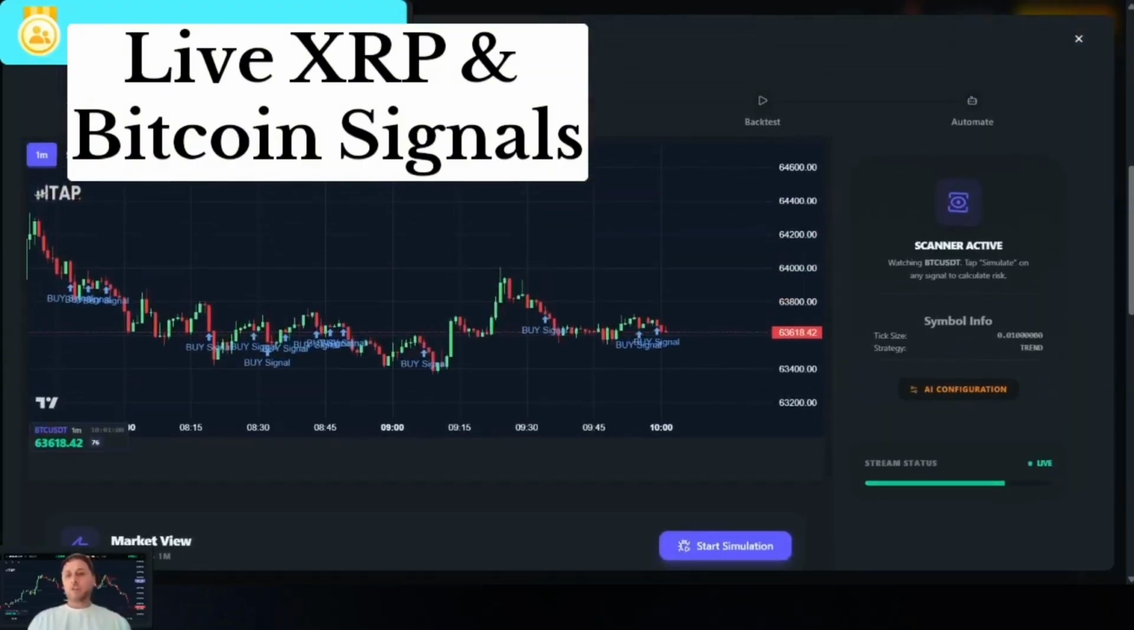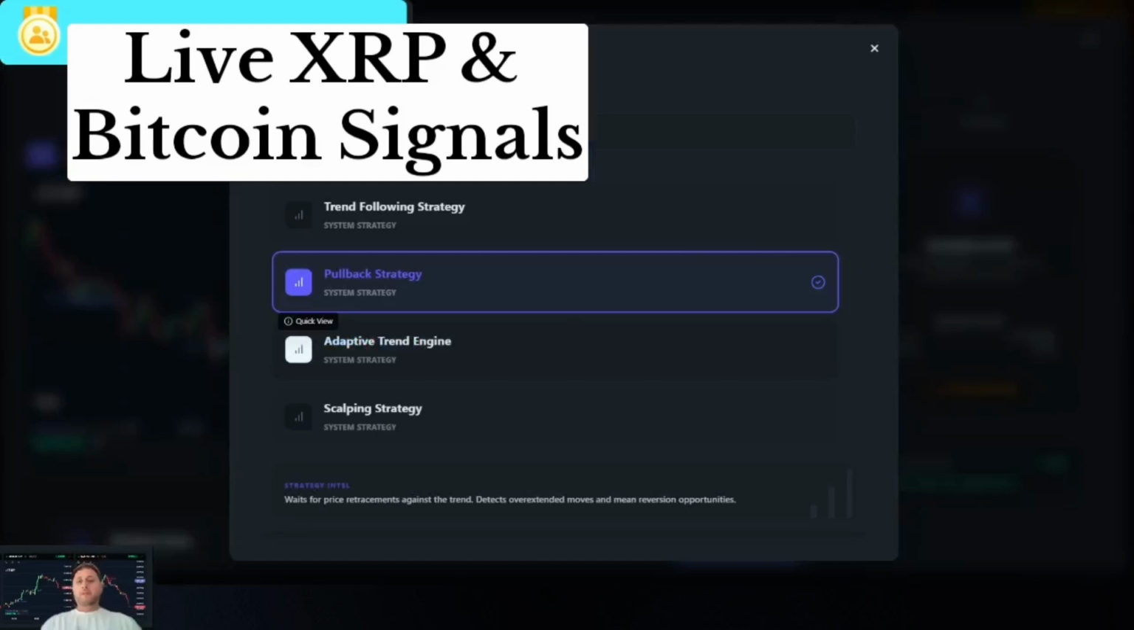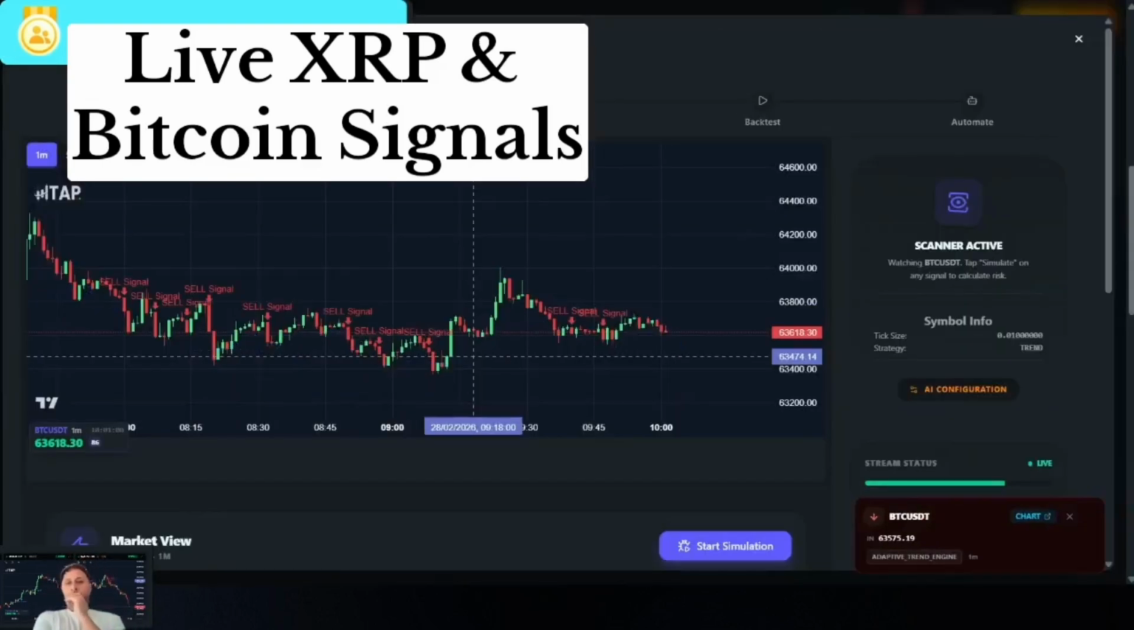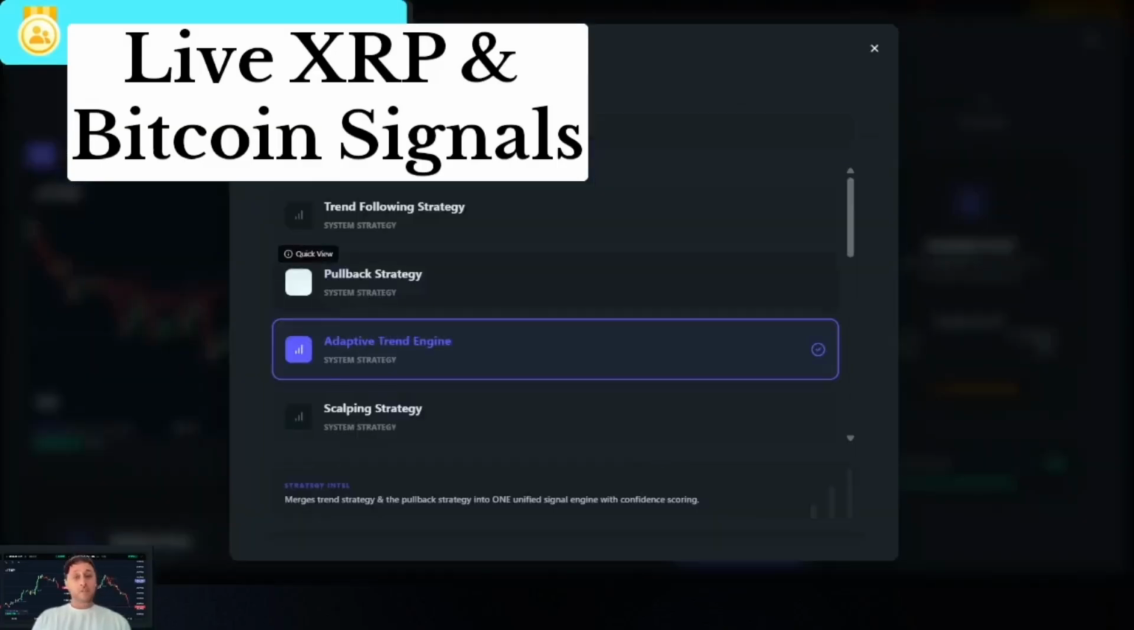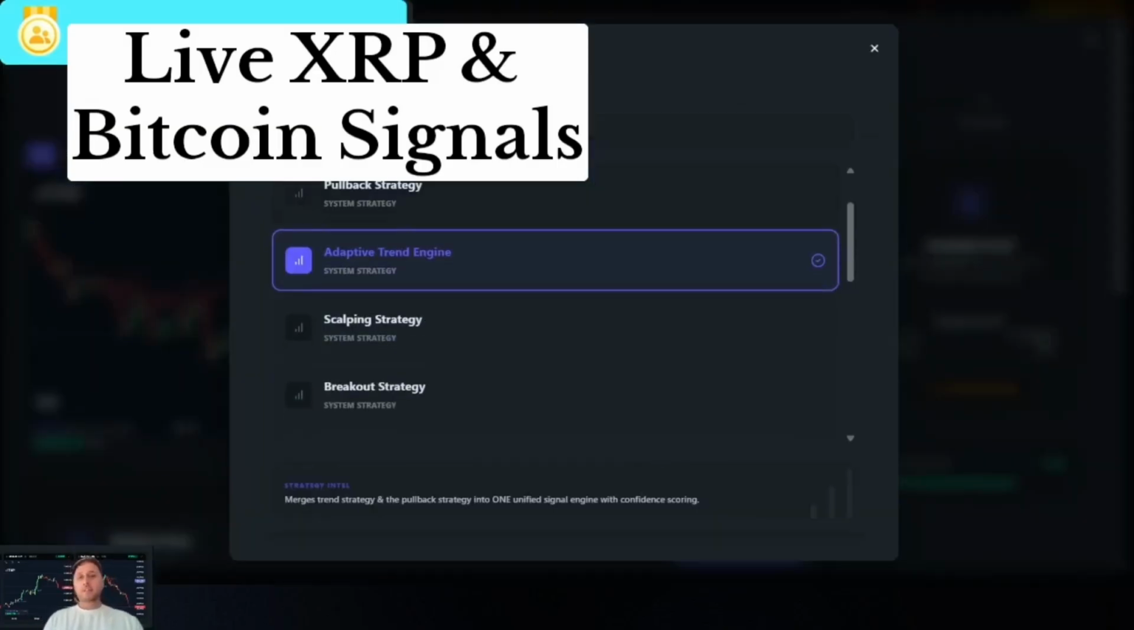This is the pullback strategy. Okay, not that good. Let's go for the adaptive trend engine. Not that good. We can reduce the number of false signals by turning on the AI. So we have built an AI as well. I will turn that on later once I set up everything. And you will see the power of AI as well. And it depends, I'm using machine learning.